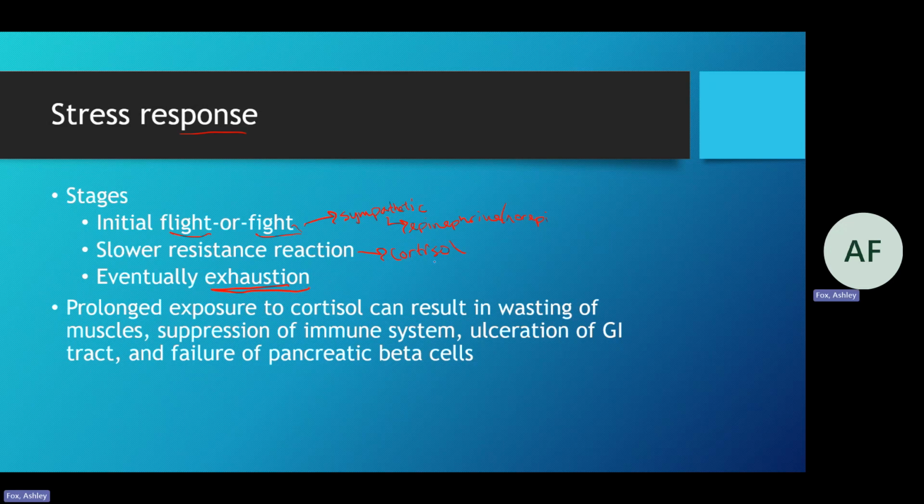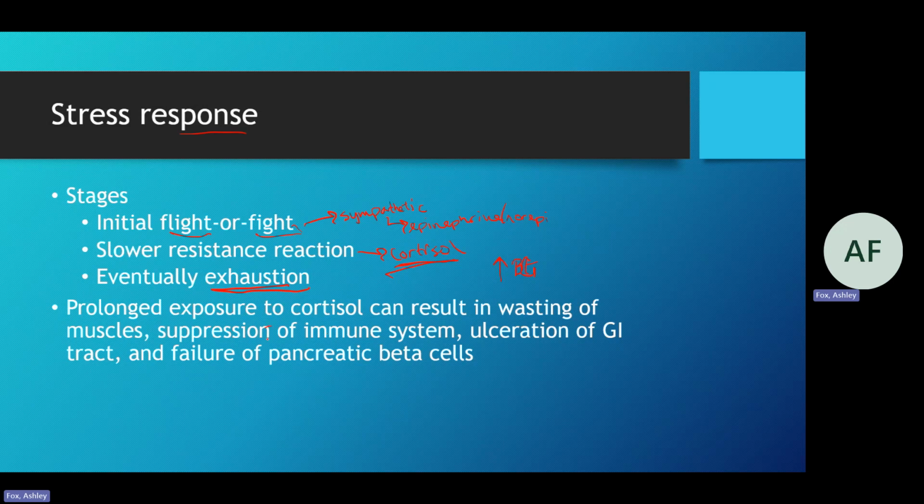So continued response to cortisol can cause wasting of muscle, so a decrease in muscle mass. Remember all the things that we're talking about with cortisol. You're going to have high blood glucose consistently. Your muscles are going to waste.